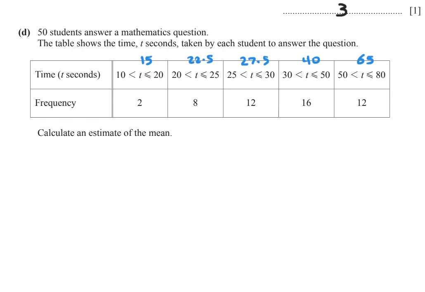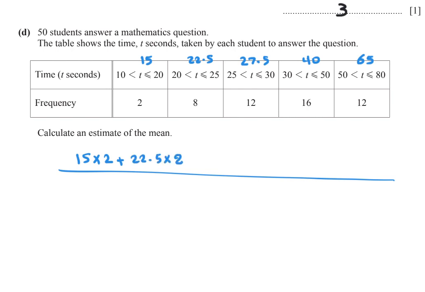Now to find the mean, multiply 15 by 2 plus 22.5 times 8 plus 27.5 times 12 plus 40 times 16 plus 65 times 12, divided by 50, equals 39.2.